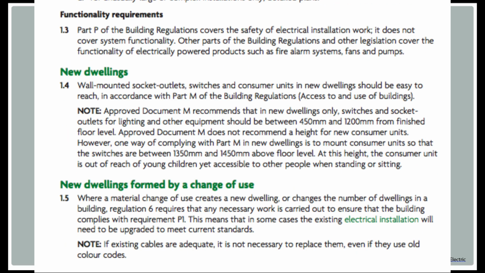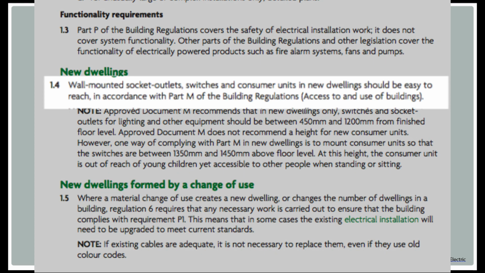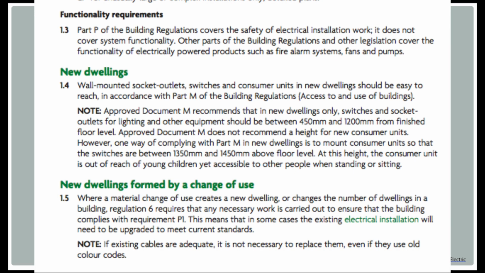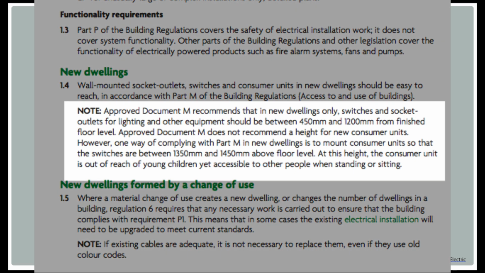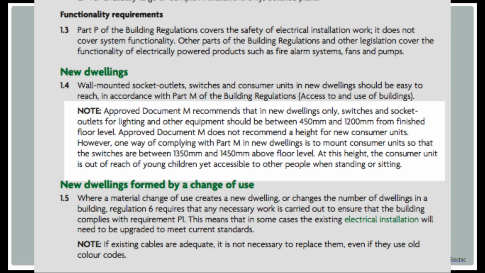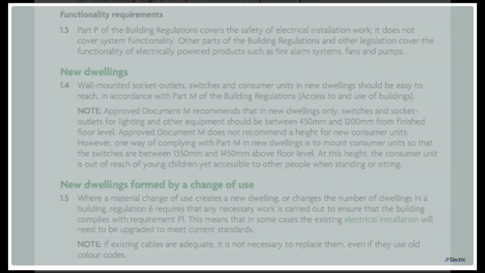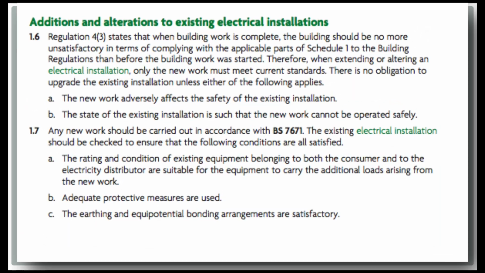Then new dwellings, it's a little bit about accessibility, Part M of the building regulations where that comes into it really. Switches and sockets and such are at a height that people can easily reach them. And if it's a new dwelling and by a change of use, you have to make sure that the electrical installation meets current standards.